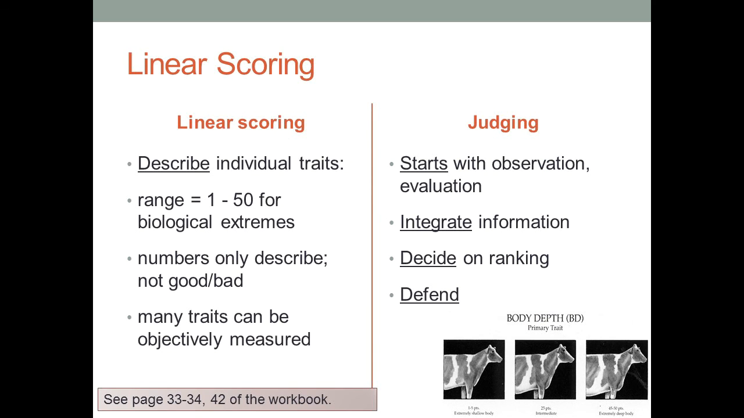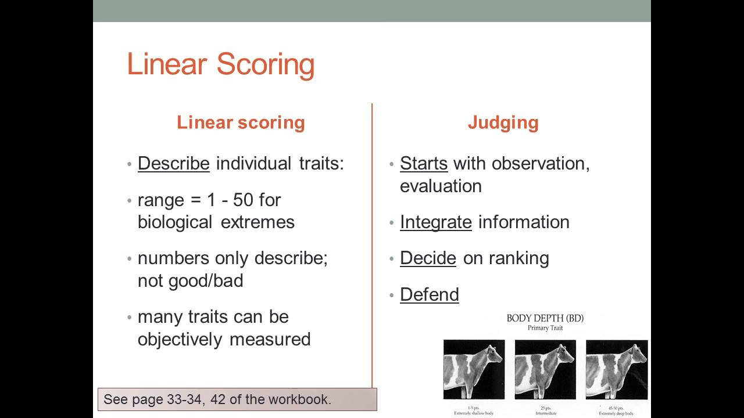So again, just to review, the comparison between linear scoring and dairy judging. Linear scoring, the purpose is just to describe the individual traits, scoring them from 1 to 50 at the extremes. We're just describing. Many of these traits can be objectively measured. Then we correlate these data with production and longevity and profitability records, and we let the cows tell us what they should look like. Judging is a more complex exercise.